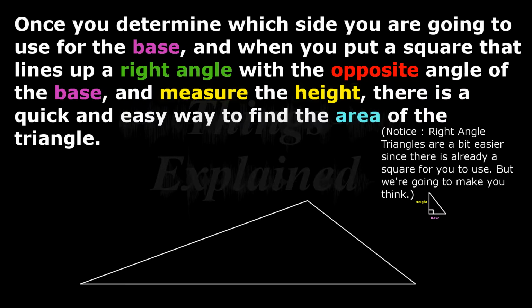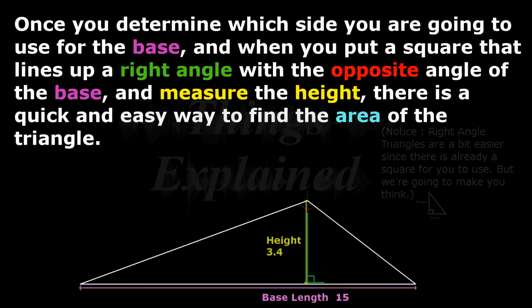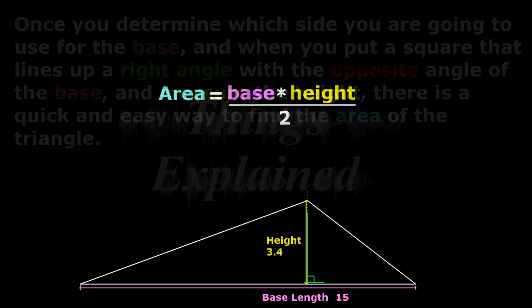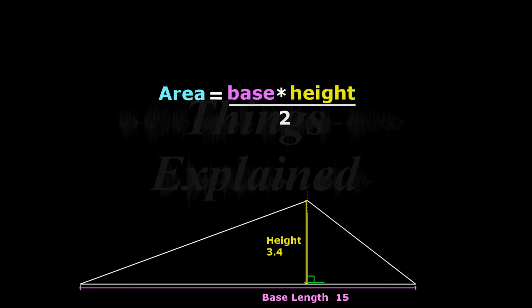You need to determine which side you are going to use as the base, in purple, and when you put a square that forms up a right angle, in green, with the opposite angle, in red, and the base, in purple, and measure the straight line that connects them, this is the height, in yellow. Once you have this information, measure the baseline, in purple, and measure the height line, in yellow. Using this information, we can calculate the area of inside of a triangle.